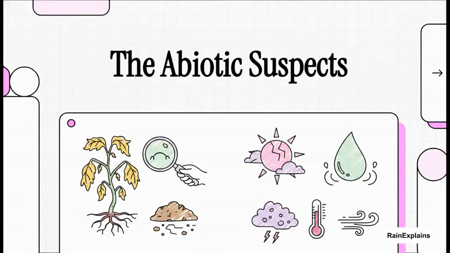We're going to dive into the science of plant pathology, but we're going to completely flip the script on what you probably think is happening. We are investigating the root causes of plant decline by looking at a major category of suspects, the most common, yet literally the most overlooked culprits in the garden, the abiotic suspects.